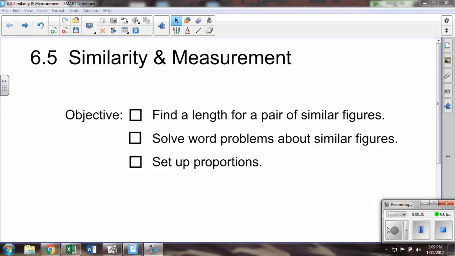We want to set up proportions in the context of similar figures, and then by solving those proportions, we will be able to find an unknown length in a pair of similar figures. Of course, we could do this for word problems, but don't forget this massively important skill of being able to set up a correct proportion.